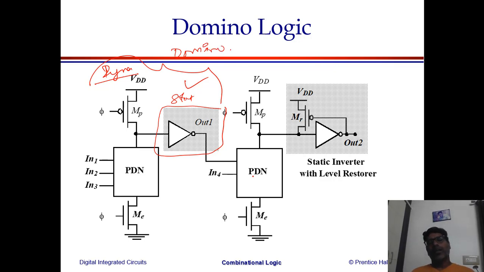Now this will not pull down the voltage of the second stage, because during that time this is going to be 0. So definitely that will not pull down the output of the second stage. In that way, the problem of cascading can be resolved. So this style is called the domino logic style.